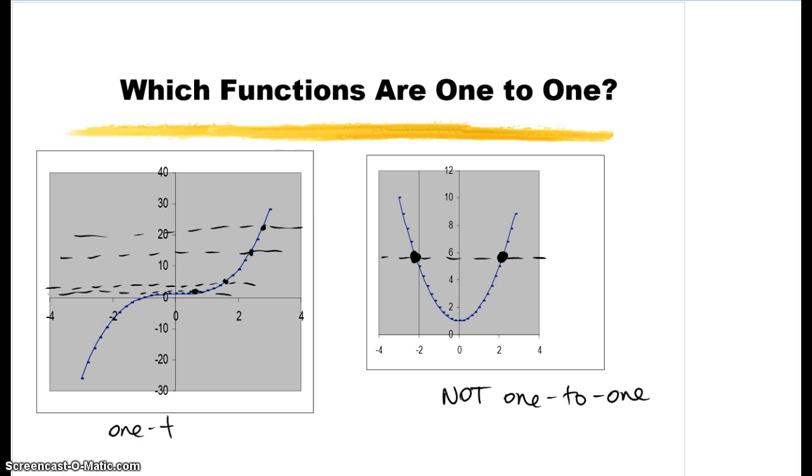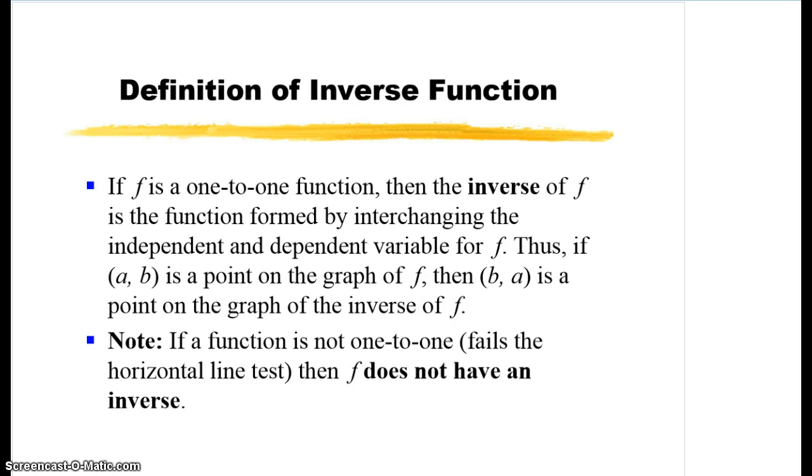This graph was one-to-one. Now that we know what a one-to-one function is, we can say if f is a one-to-one function, then the inverse of f is the function formed by interchanging the independent and dependent variable for f, the x and the y. Thus, if (a, b) is a point on the graph of f, we simply interchange those x and y coordinates. (b, a) is a point on the graph of the inverse of f. The inverse of f is oftentimes denoted f inverse like this. We have a -1, which looks like a power, but it's not an exponent. It's not a power. This just means inverse function.